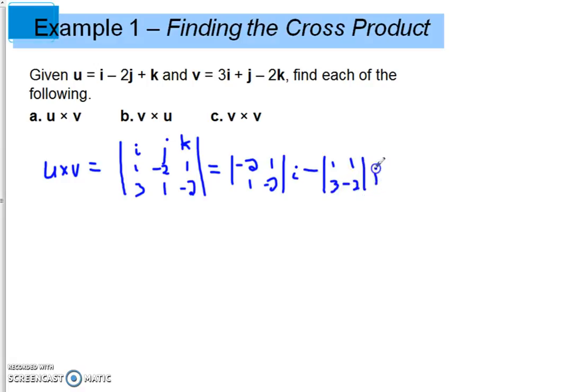Times j plus, and crossing off the k column, I get 1, -2, 3, 1 times k. And that now is equal to, let's do this, -2 times -2, -4 minus 1 gives me 3i minus 1 times -2 minus 3 gives me -5, I believe.